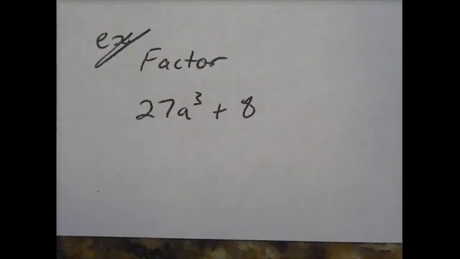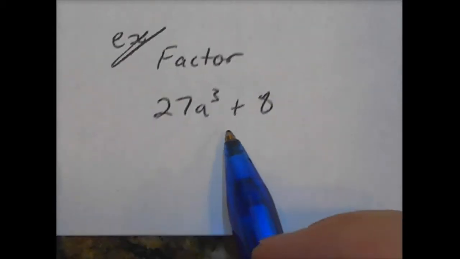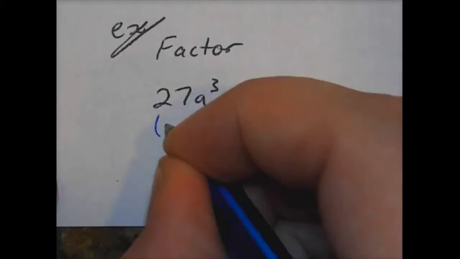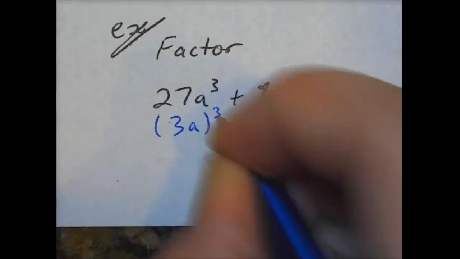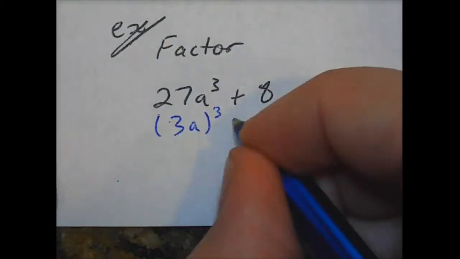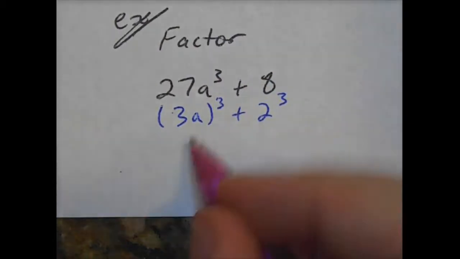All right. So in this one, I notice that cubed. I notice I have a plus. So I can rewrite 27 as 3 to the third. So this is the same thing as saying 3a to the third. 8 is 2 to the third. So I have like an a and a b.